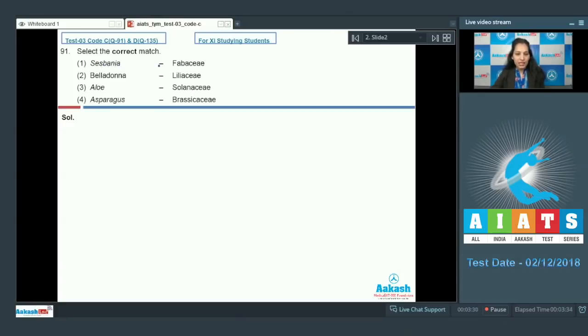So first is Sesbania fabaceae. It is very correctly written over here that Sesbania belongs to fabaceae. Belladonna liliaceae, no, this option is ruled out because Belladonna belongs to Solanaceae. Third one is Aloe and Asparagus, both belong to family Liliaceae. So these two options are ruled out. So the correct answer for the given question is option number 1. Let's move to the next question.